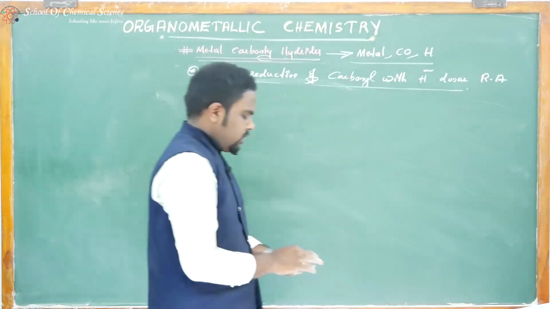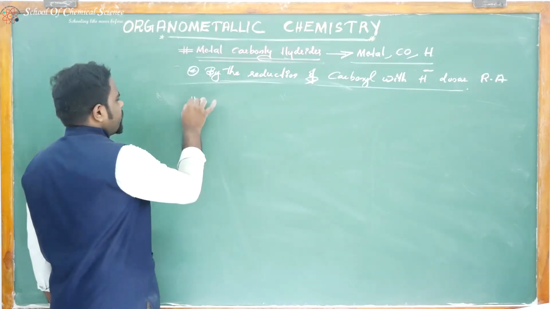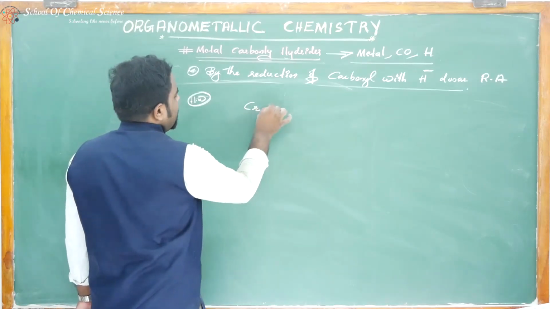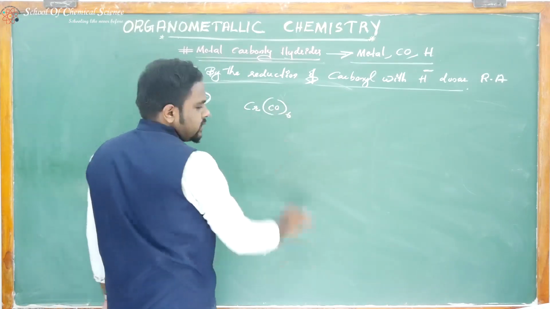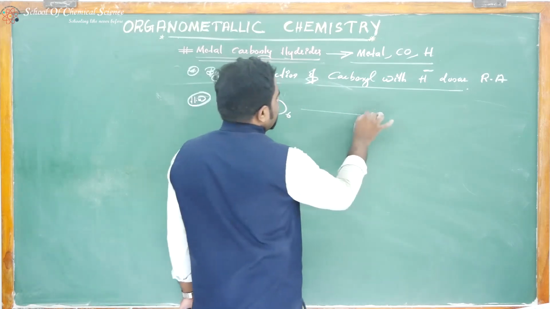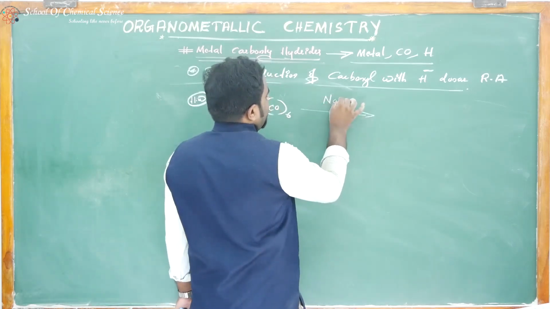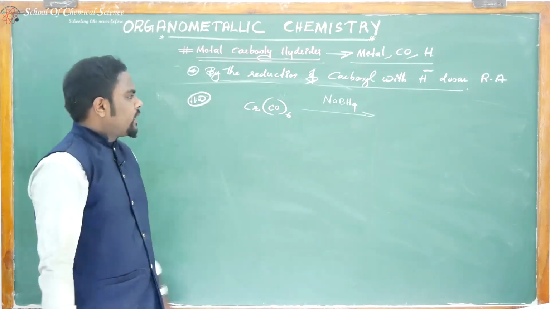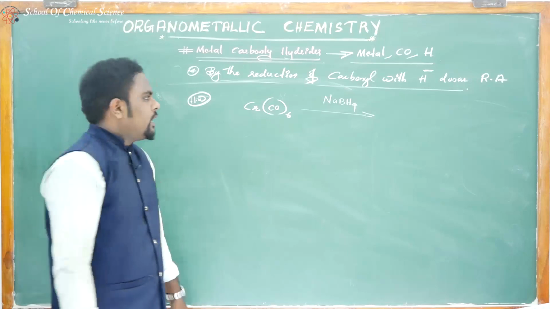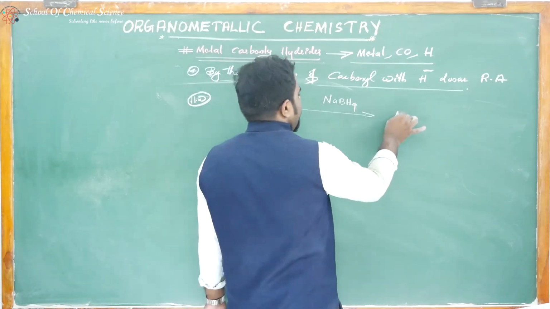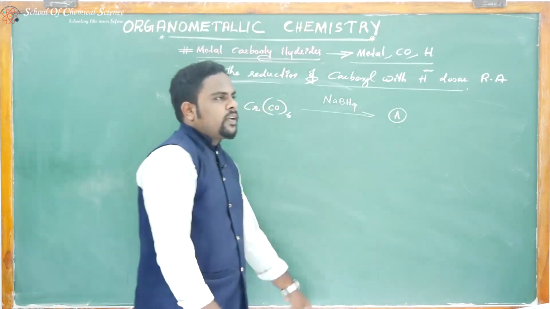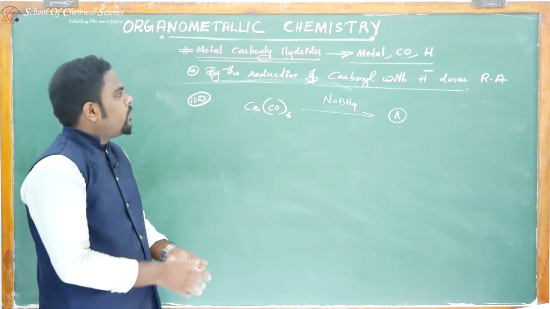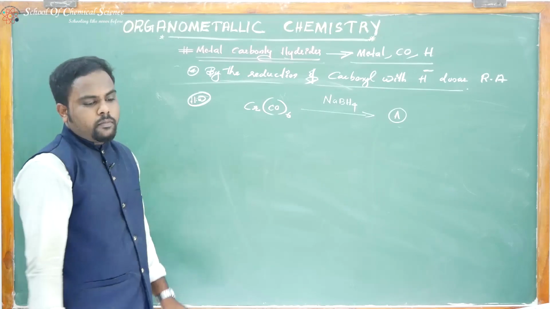Then write a homework. Cr(CO)6 with sodium borohydride, NaBH4. Write the product. Cr(CO)6 with NaBH4, write the product A. It's a special product. You can refer to any textbook. Okay. So that's all about the preparation of metal carbonyl hydride.